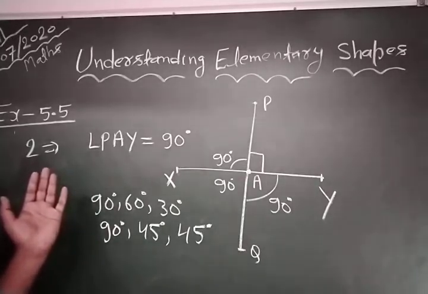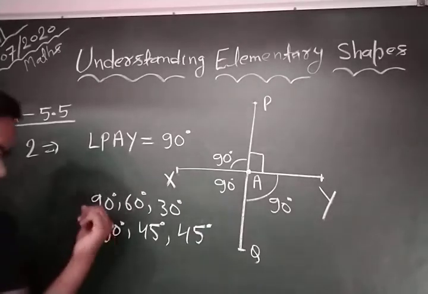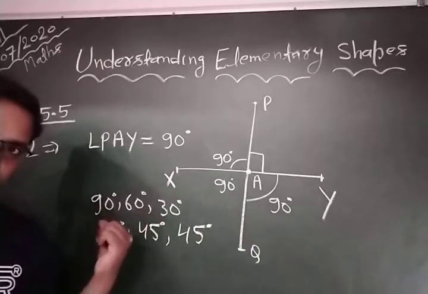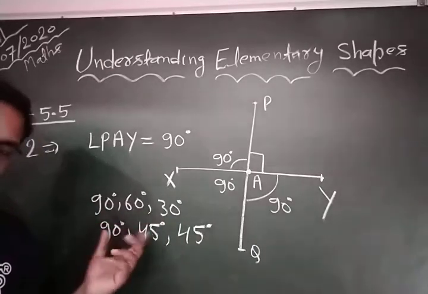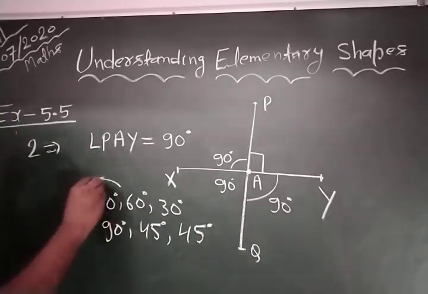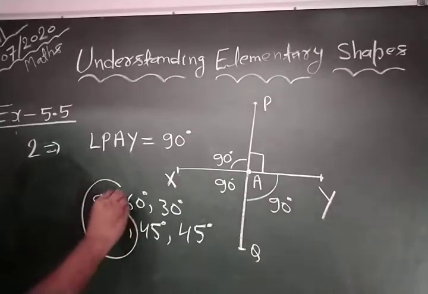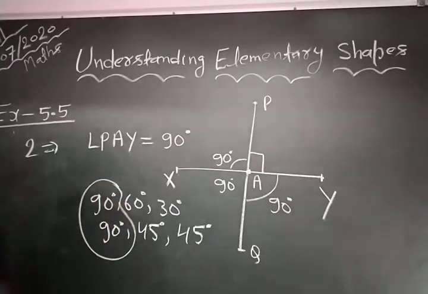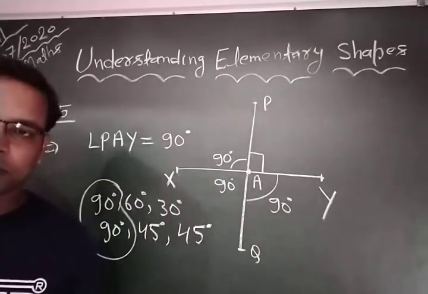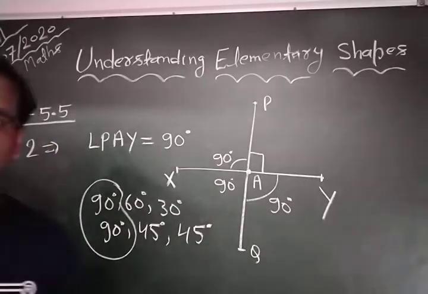What are the measures of the angles formed at their corners? Is any angle measure common? So you can see the angle measures at the corners of the set squares. What is the common angle? You can see 90 degrees is the common angle. Okay, this is clear.